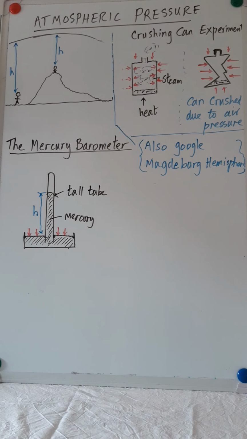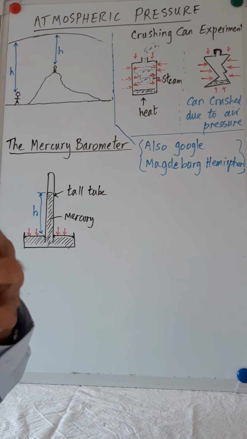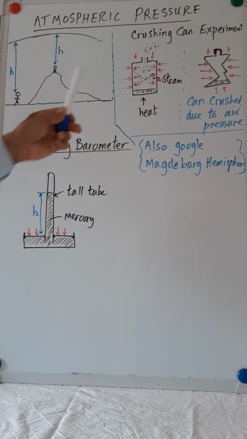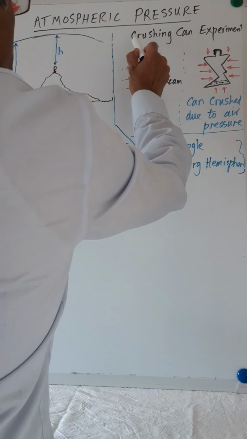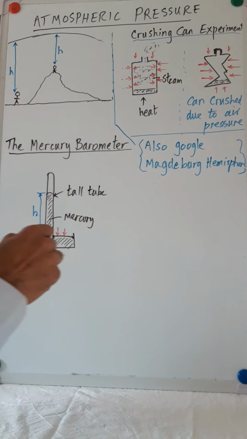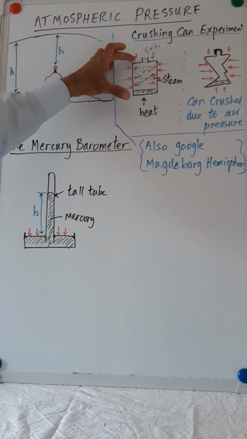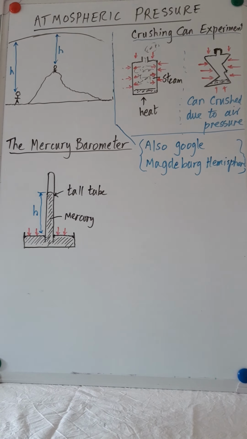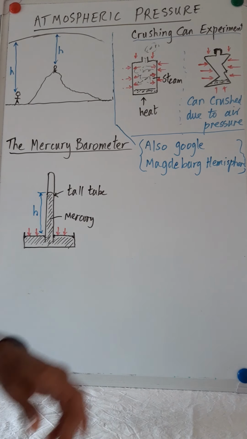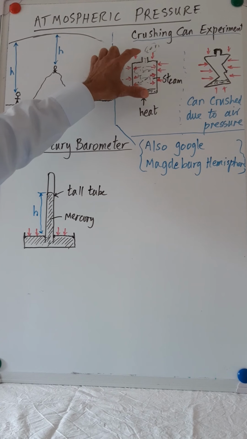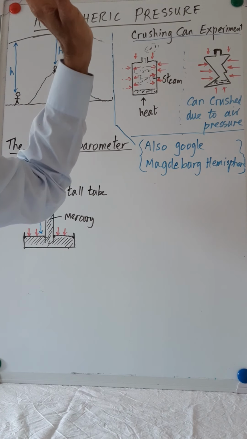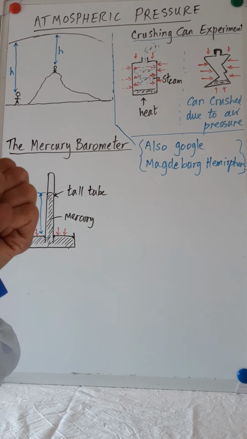So the pressure increases with depth, and it's due to the weight of the air that's acting on us. Now, we can show this by a very simple experiment, the crushing can experiment. If you take an oil can, which you can buy from the shop, the gallon can, and you take all the air out of the can, you'll find that the can gets crushed.